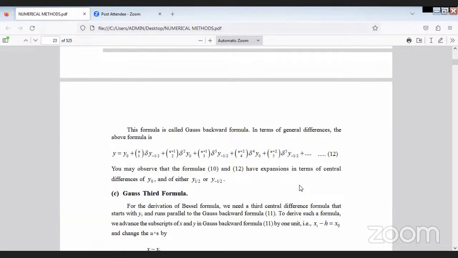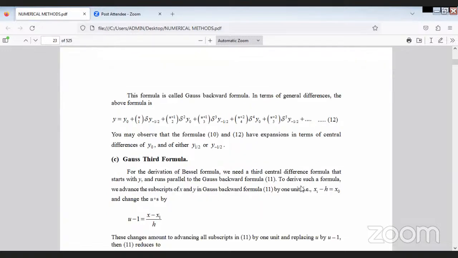The output is y = y0 + u Δy-1/2 + u(u+1)/2! Δ²y-1 + (u+1)u(u-1)/3! Δ³y-1, and so on. Negative and positive signs alternate: first, third, fifth terms are negative, while second and even-numbered terms are positive and odd-numbered terms are negative. Then (u+1)u(u-1)/3! Δ³y-1/2, (u+2)(u+1)u(u-1)/4! Δ⁴y0. So these are the values of the expansions here, y1/2 or y-1/2.